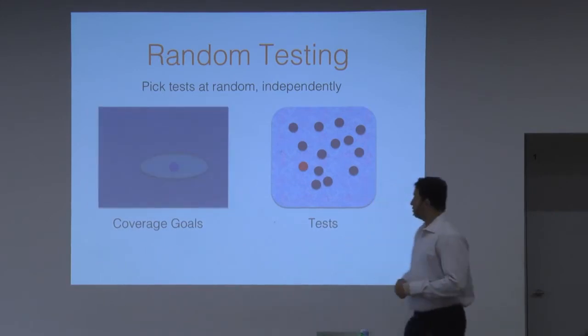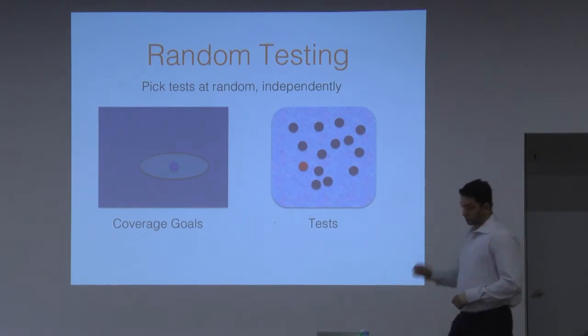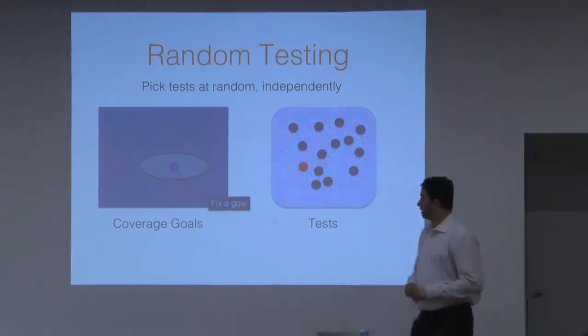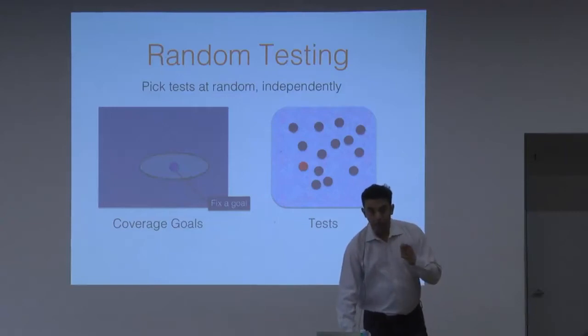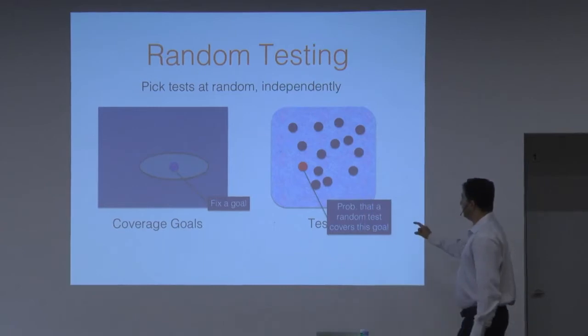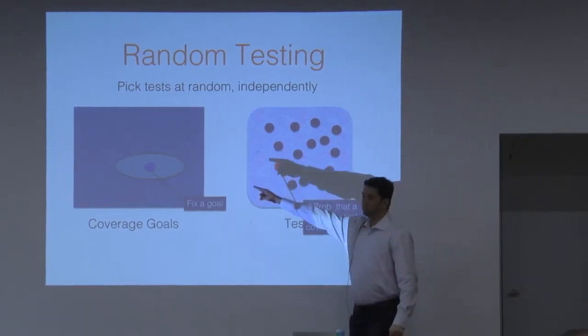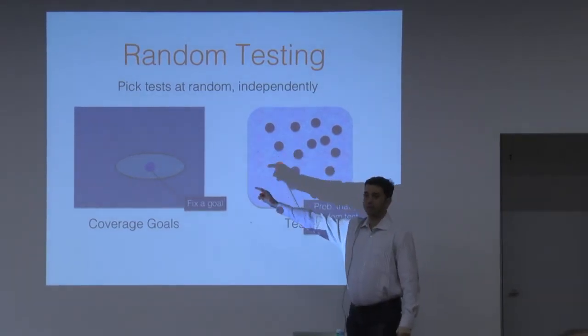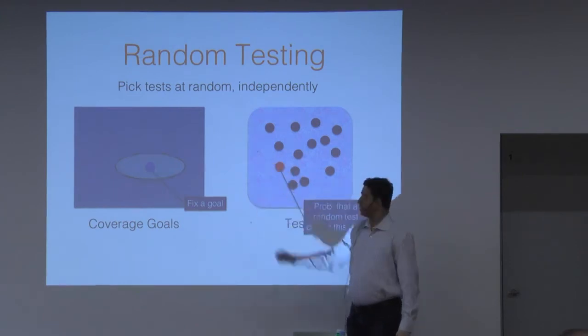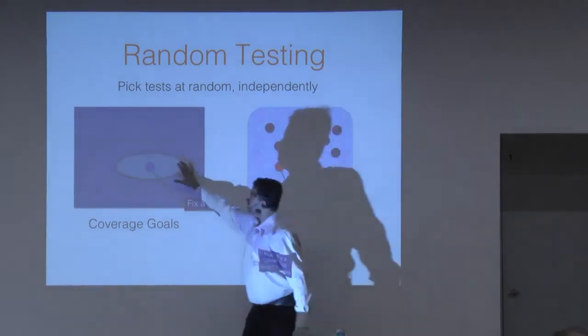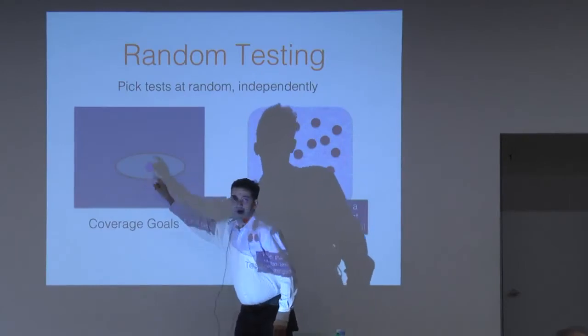So in order to do this, what we'll do is the following. We'll fix a specific coverage goal. And then we'll say that suppose I pick a test out of my test set at random. What is the probability that this random test is going to cover that fixed coverage goal? So this random test covers a bunch of coverage goals. Is this fixed one in it?